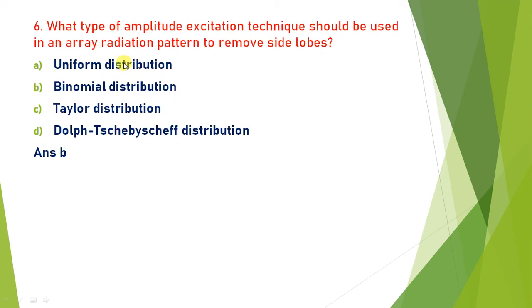What type of amplitude excitation technique should be used in array radiation pattern to remove the side lobe level? So generally binomial distribution is used to remove side lobe level. Okay, this is the straight-cut answer from the theory part. If you look at the theory of side lobe level removal techniques, amplitude excitation techniques, then you will find the answer is B.